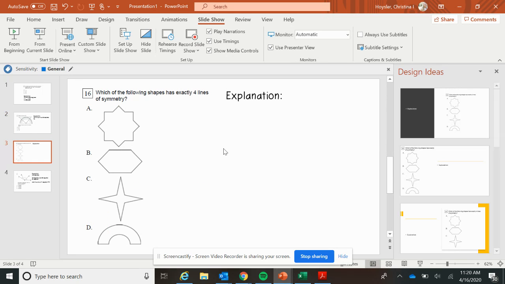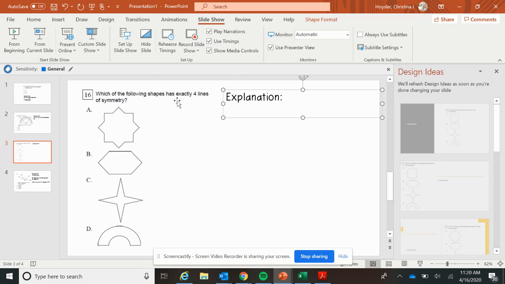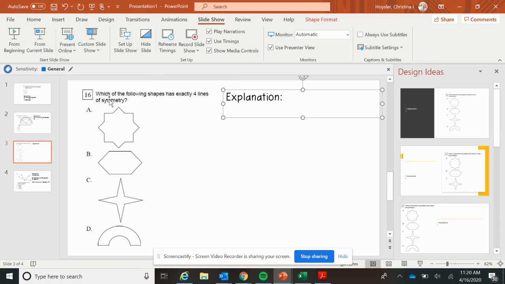Okay, moving on to question 16. I believe the most common reason that people missed this one was because they picked an answer that may have had 4 or more lines of symmetry. But the question says, which of the following shapes has exactly 4 lines of symmetry? So just remember, just like in class when I tell y'all, read carefully, underline, circle things, do whatever you need to do to really look for those key words. So exactly was our key word here.